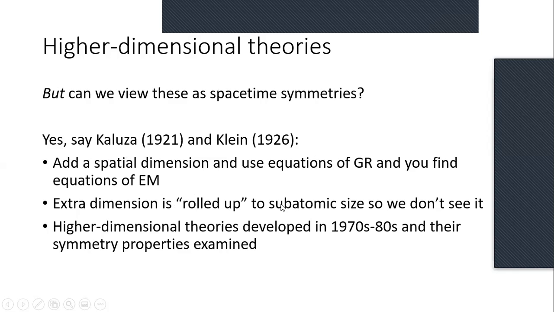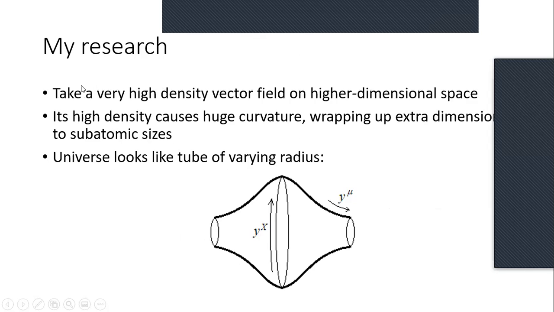In fact, it's very, very much smaller than a nuclear size, so it's just not possible to see it directly at all. These higher dimensional theories were developed in the 1970s and 80s, and their symmetry properties are examined in papers of that period. My research is along these lines.